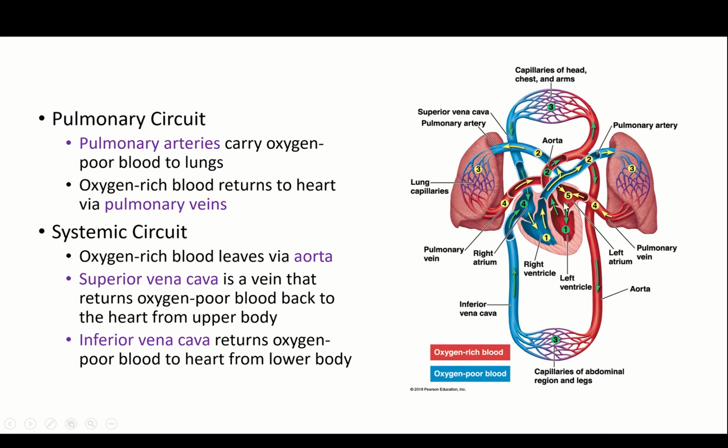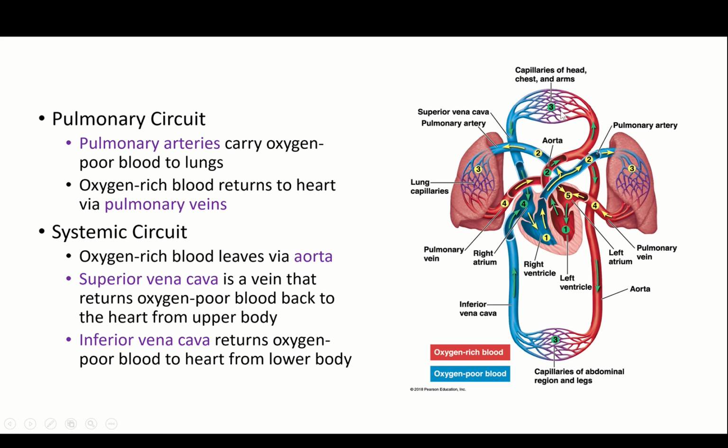From here, blood will move from the right atrium, or excuse me, the left atrium into the left ventricle, and then it will leave the heart to start the systemic circuit via the aorta, which is an artery, but it's given this special name, the aorta, because it is probably the biggest deal of all your arteries. So this aorta feeds all of the cells of your body.